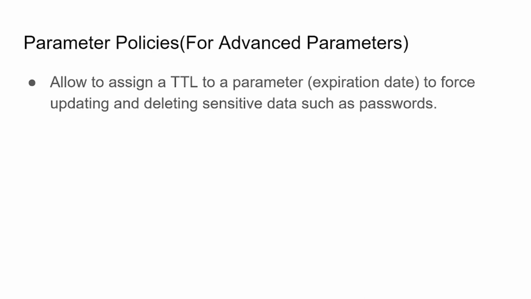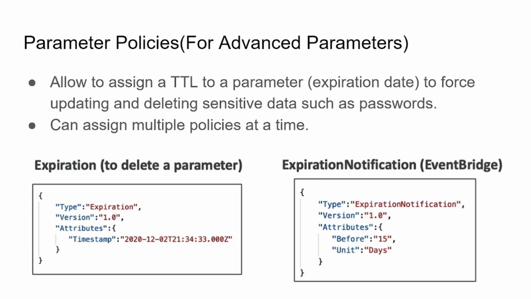Next, what are these parameter policies? This is for only advanced parameters. Well, this allows you to assign a time to live to a parameter, that means an expiration date, so that you force users to update or delete sensitive data such as passwords. And you can assign multiple policies at a time. So here is an example policy, an expiration policy.